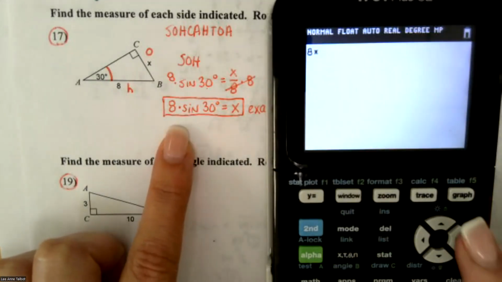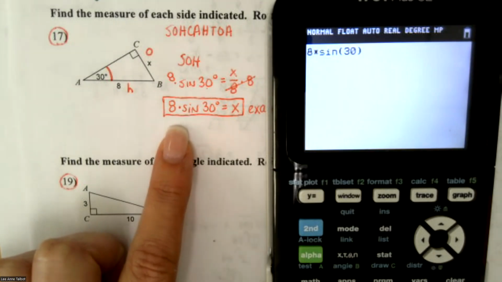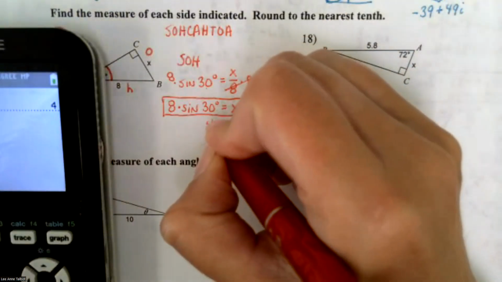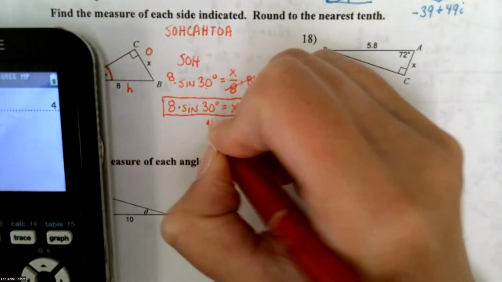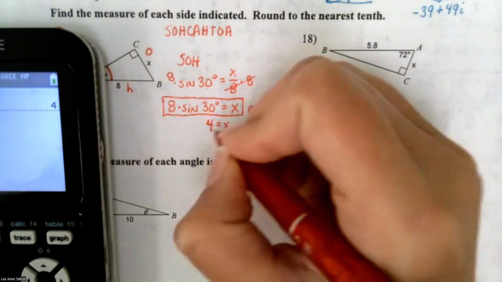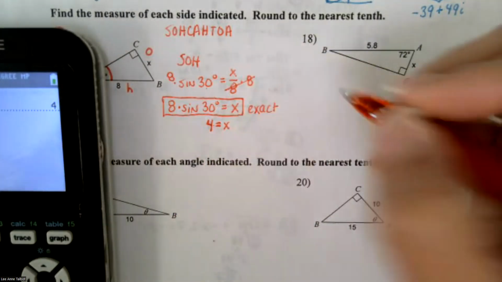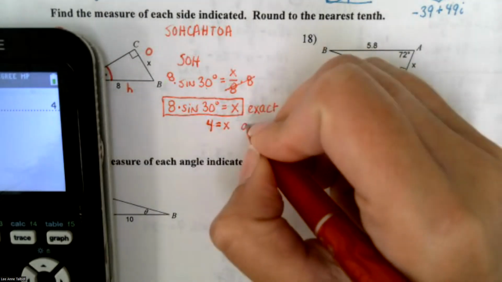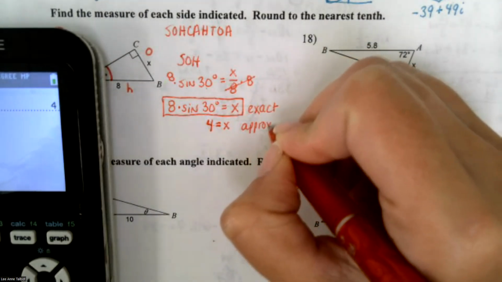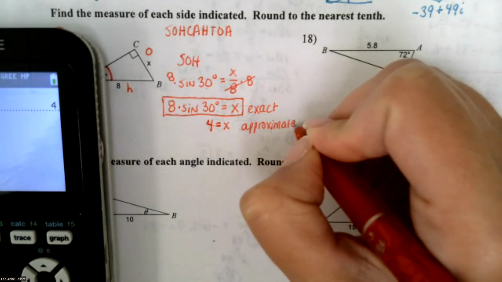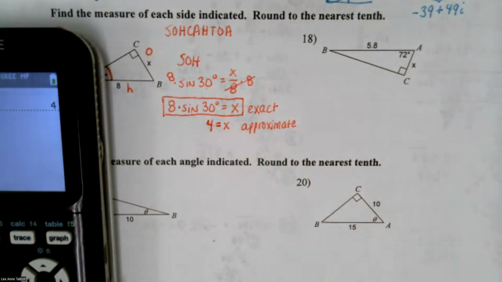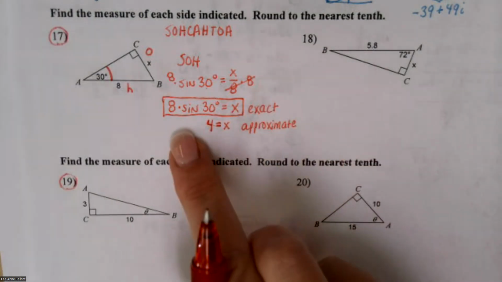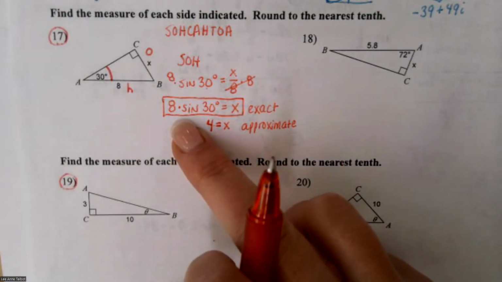8 times sine 30 is 4. In this case, 4 is an exact number. It's not approximate, but when you have directions that say round to the nearest tenth, most of them are going to come out to be decimals. The reason I boxed this is because this is what I want on your quiz.